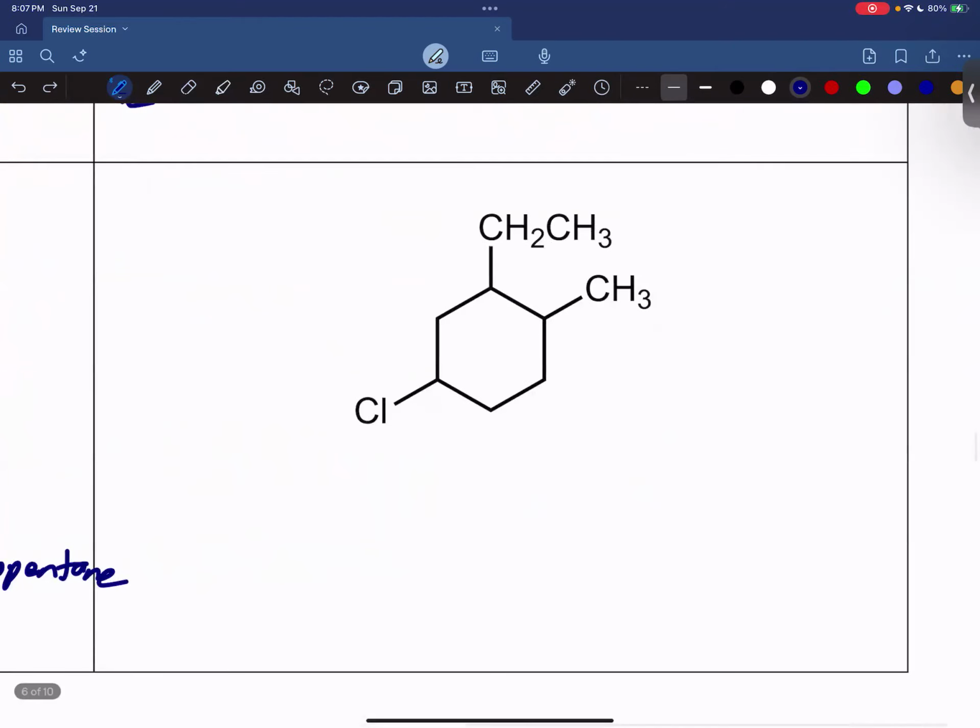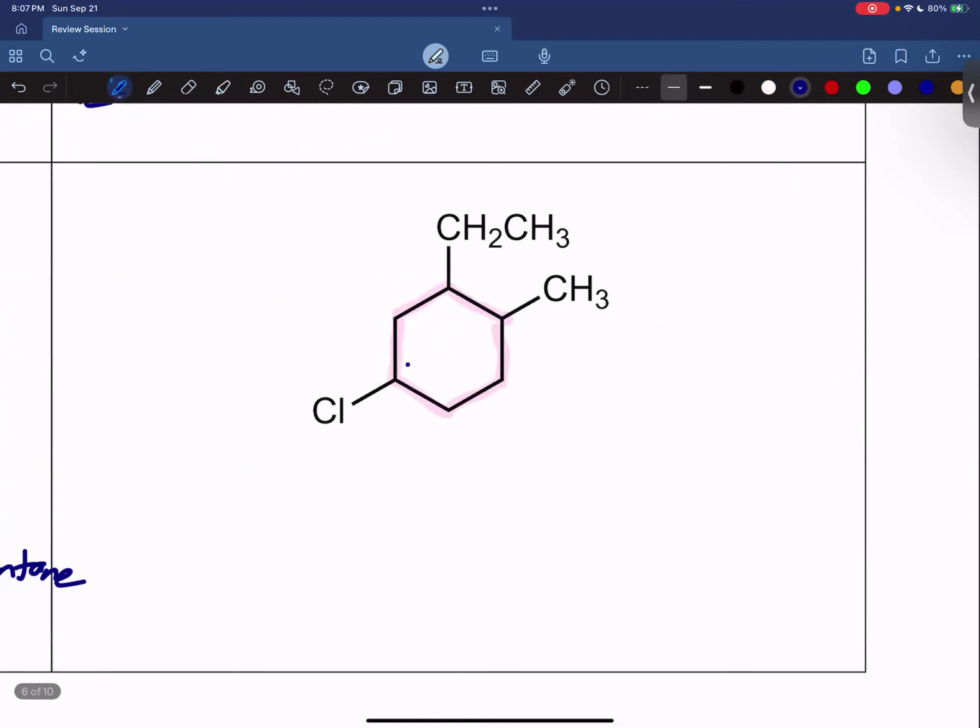Okay, now we've got another chain. You guys can probably tell this is cyclohexane. All right, let's do the numbering. 1, 2, 3, 4. Or we do 1, 2, 3, 4. List out branch numbers. 1, 3, 4. Which one has lower numbering? Red or blue? Yes, red. Nice.